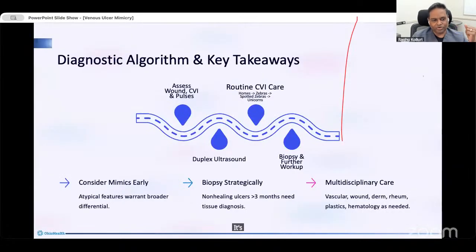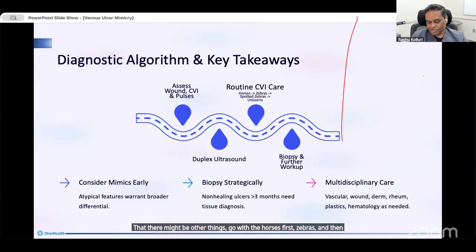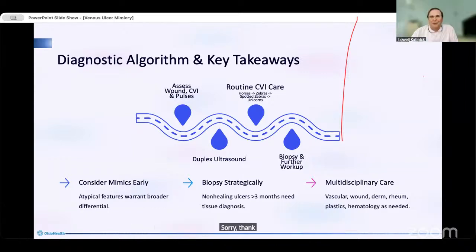It's a lot to cover, Lowell. Sorry, I went over because there are so many of these. But my recommendation is to just consider that there might be other things. Go with the horses first, zebras, and then spotted zebras, and onward to the unicorns in terms of the differential diagnosis. Thank you very much, Raghu.